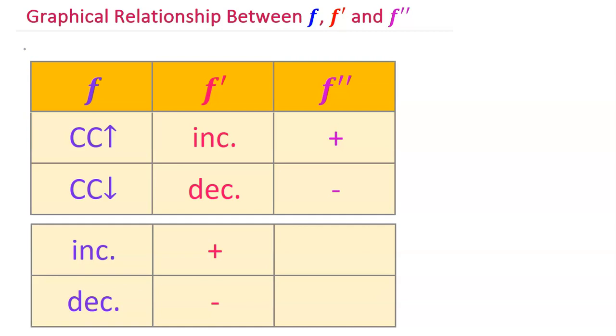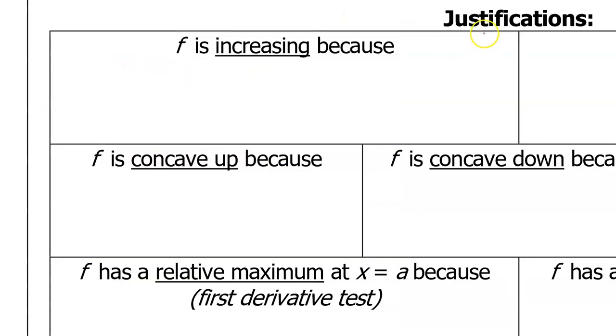Speaking of things you need to memorize from Unit 3, make sure you have memorized this chart of graphical relationships between f, f prime, and f double prime. My recommendation is that before your next quiz or test, you quickly write this chart on a piece of scratch paper or in the margin of your test and use it for the test. So let's talk about justifications.